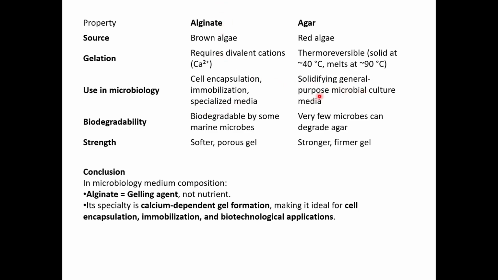Agar is the solidifying general-purpose agent of microbial culture media. We use agar to make plates in petri dishes and help grow the bacteria on it. Alginate is biodegradable by some marine microbes, while very few microbes can degrade agar. Alginate's strength is a softer, porous gel. Agar is a much stronger and firmer gel. So alginate is a gelling agent, not a nutrient, and it's used for encapsulation, immobilization, and other biotechnological applications.